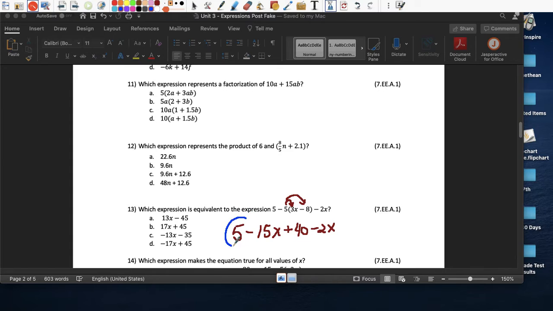Combine like terms, and I'll combine this guy with this guy. So they're both, it's 5 plus 40, which is 45. They're both positive, no big deal. The next one is negative 15x and negative 2x. So negative 15 and negative 2 is negative 17x. Do you have anything that looks like that? A 45 positive and a negative 17. Yeah, you do. Right here, letter D. 45 is positive and the negative 17x is negative. Okay.